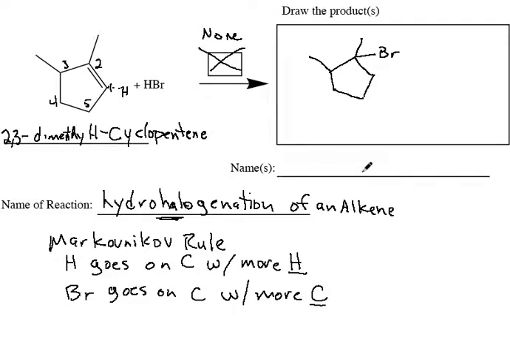Now, in order to name this, we're going to renumber it, because now we have a bromine here, nothing on this one, so this will be carbon number 1, this will be carbon number 2, and then 3, 4, 5. So we would call this 1-bromo-1,2-dimethyl cyclopentane.